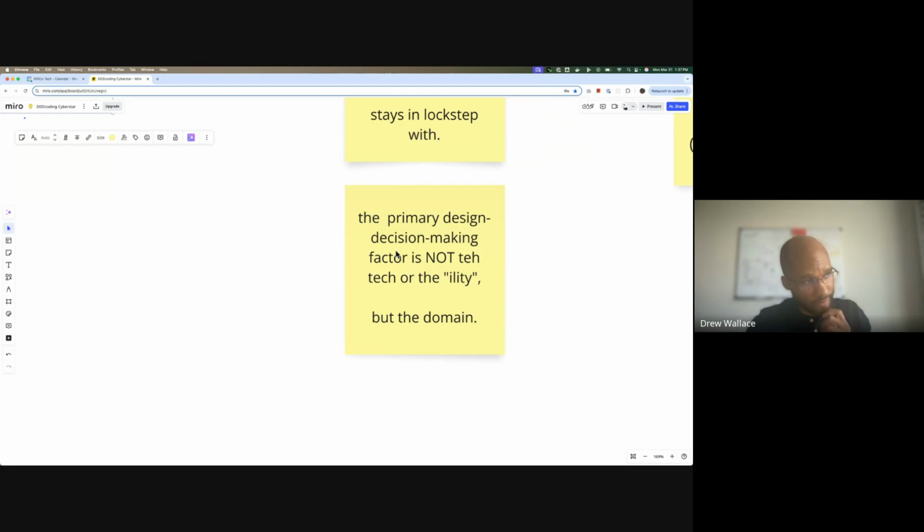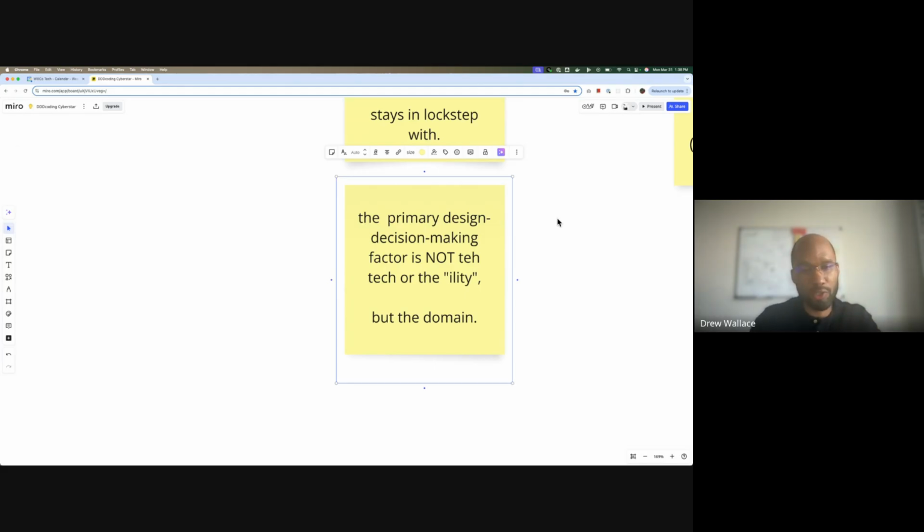Also, DDD spells out that the primary decision-making factor is not the tech, right? It's not the framework. It's not the cloud platform. And it's not the ility. It's not like we're going for scalability, so let's base all our design decisions on scalability. Or let's primarily, that is, because you still have to consider those, of course. But the primary factor will be the domain, the subject matter again, right?